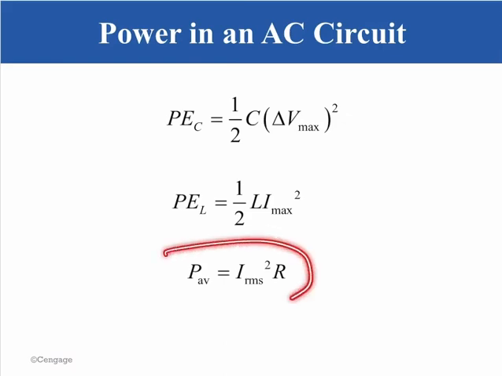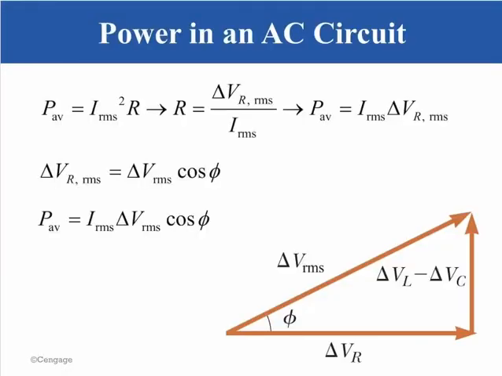This is the average power delivered to a resistor in an RLC circuit. The average power delivered by the generator is converted to internal energy in the resistor. No power loss occurs in an ideal capacitor or inductor. Let us substitute R from Ohm's law into the power equation. Now we have an alternate equation for the average power loss in an AC circuit.